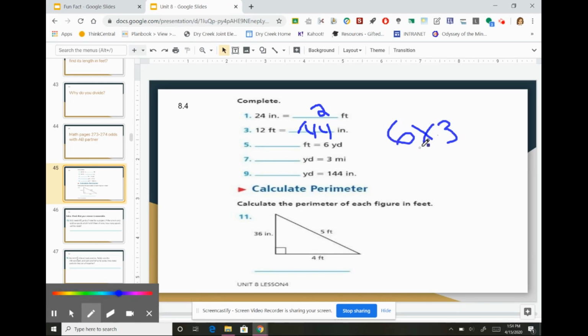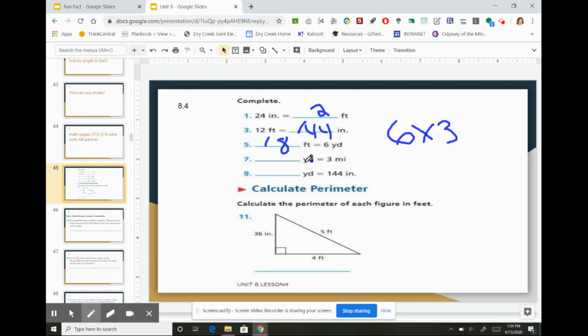Okay, your 6 yards. There are 3 feet in 1 yard, so it's 6 times 3. 6 times 3 is 18. So there are 18 feet in 6 yards. Okay, let's do the next one. Miles to yards. So I'm going from miles to yards. Do I need to multiply or divide? I'm going from miles, which is a larger unit, to a smaller unit, so we multiply.